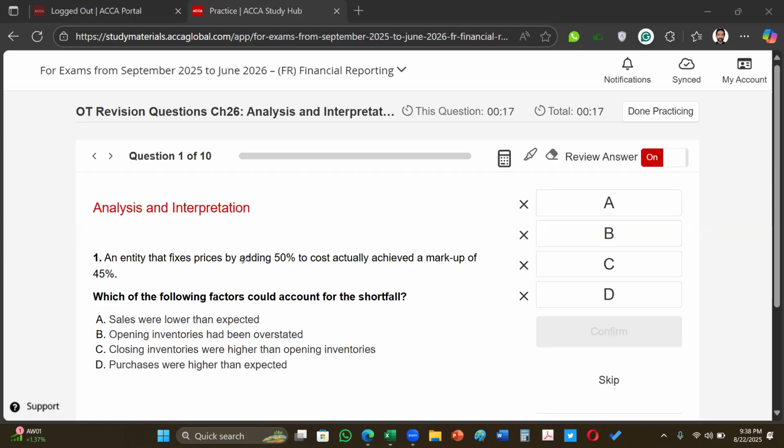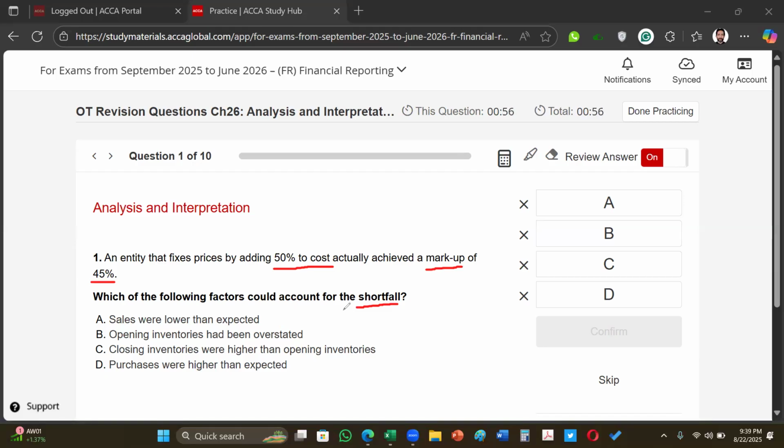An entity that fixes prices by adding 50% to cost actually achieved a markup of 45%. When you add a percentage to your cost, that is regarded as a markup. The normal position is that we add markup to the cost and we add 50%. But for this period, we could not achieve the 50% markup and we ended up having a lower markup of 45%. So this is regarded as a shortfall. So the question is, which of the following factors could account for the shortfall?